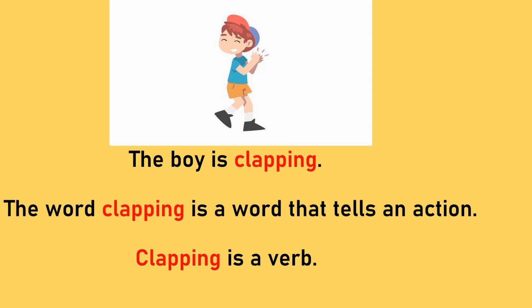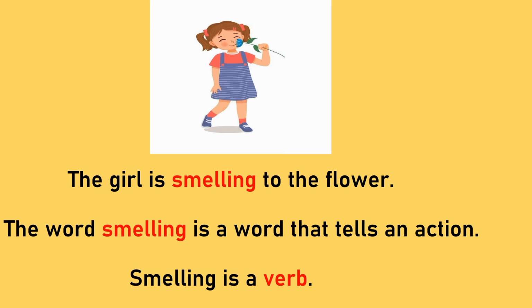The boy is clapping. The word clapping is a word that tells an action. Clapping is a verb. So here clapping is a verb. The girl is smelling to the flower. The word smelling is a word that tells an action. Smelling is a verb. So here smelling is a verb.